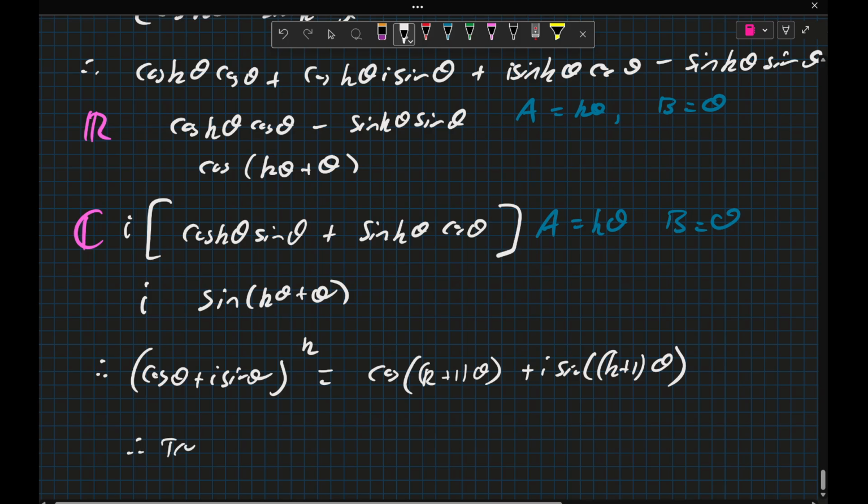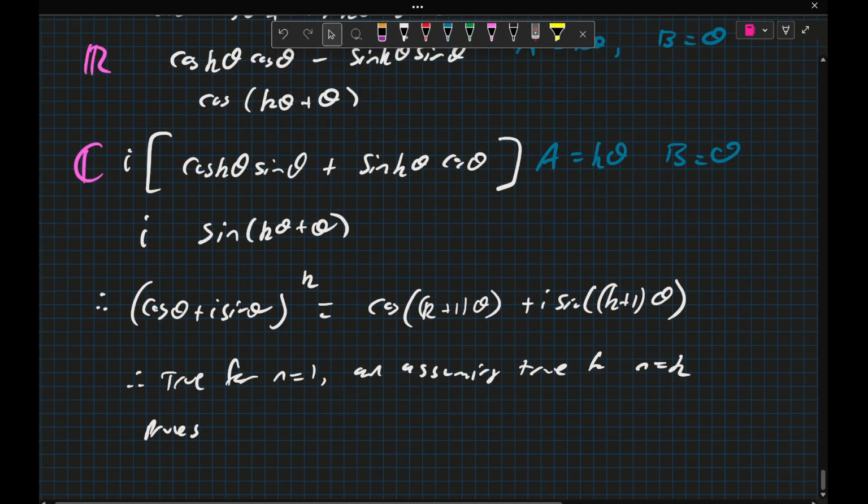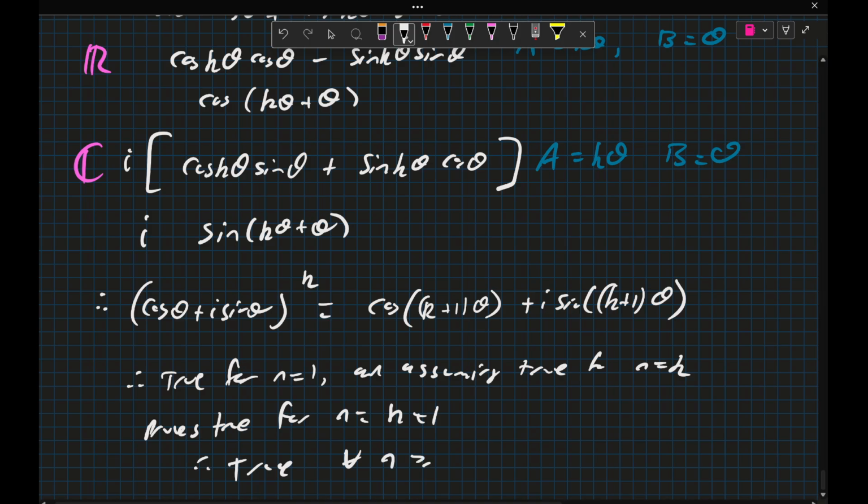So again, therefore true for n equals 1, and assuming true for n equals k proves true for n equals k plus 1, therefore true for all n greater than or equal to 1, and that's the proof.